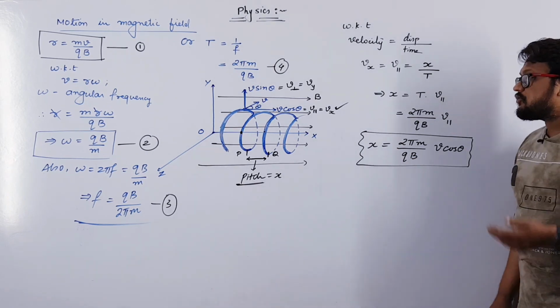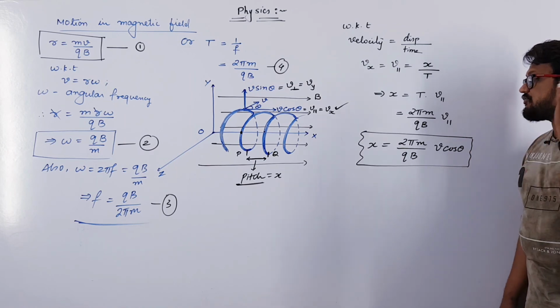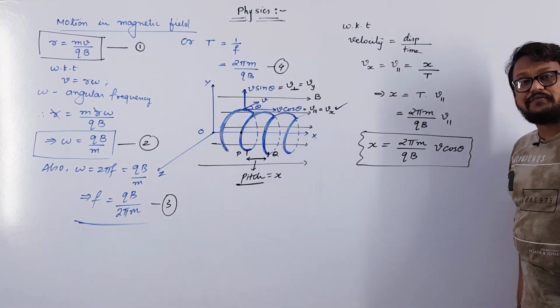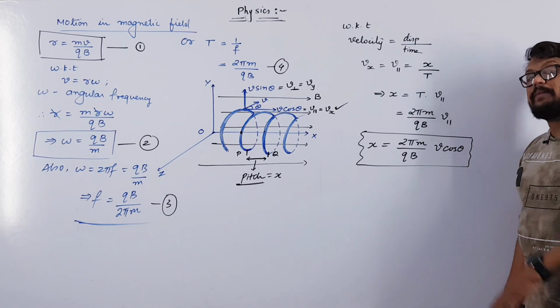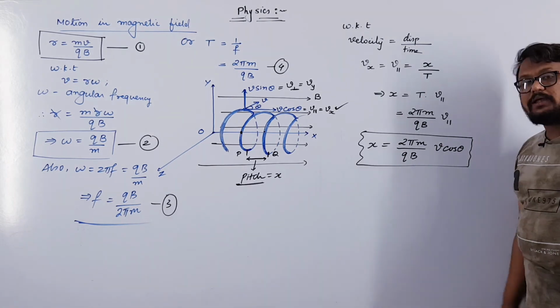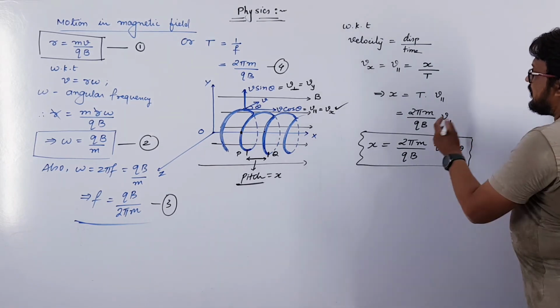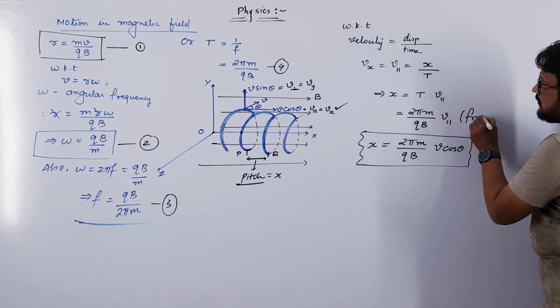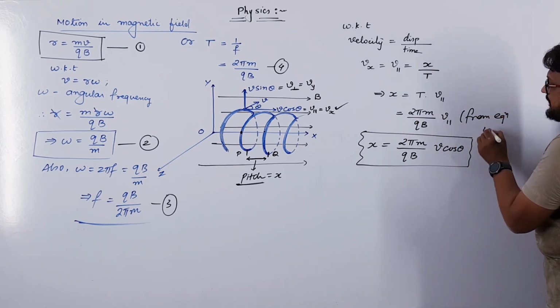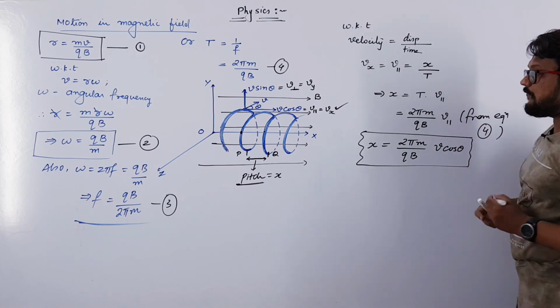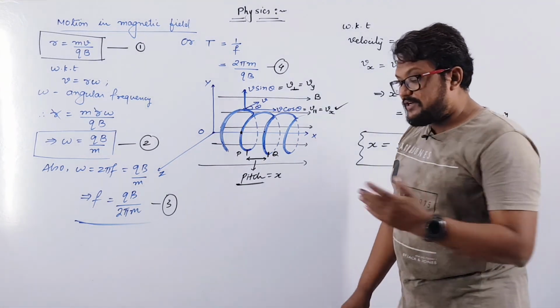Clear? So this is a most important topic: obtain the equation for pitch, for radius, for frequency of a charged particle moving in a uniform magnetic field, right? All this can be asked. Here you should write from equation 4, or substituting the value of t from equation 4. Clear? This is it for today's video lecture.